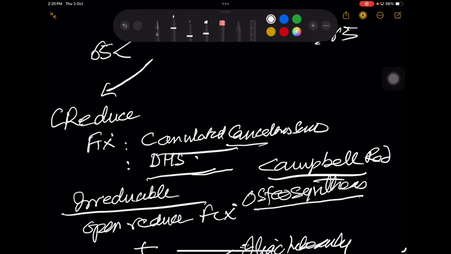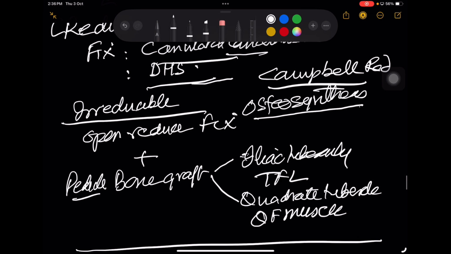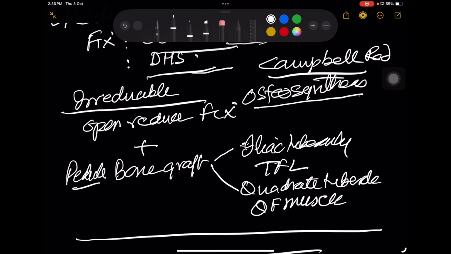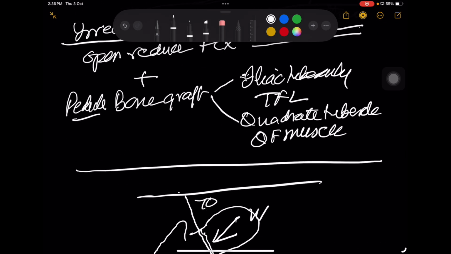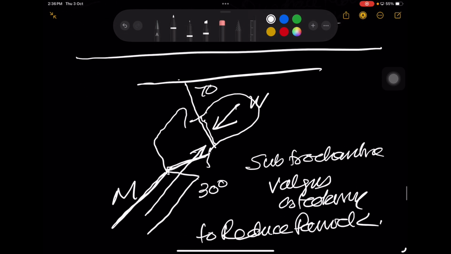If the fracture is basal, then you need a DHS. If the fracture is subcapital, then cannulated cancellous screws would be better. Okay? Then if the fracture is irreducible, you open, reduce and fix it, but also you add a bone graft. That operation is called osteosynthesis. Now, this bone graft is either the iliac tuberosity, TFL based, or quadratus femoris based bone graft. The operation is called osteosynthesis.